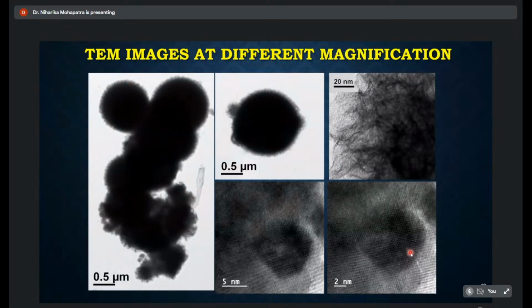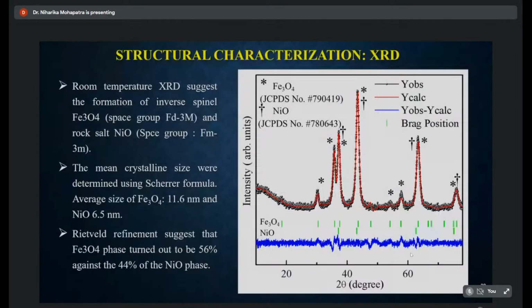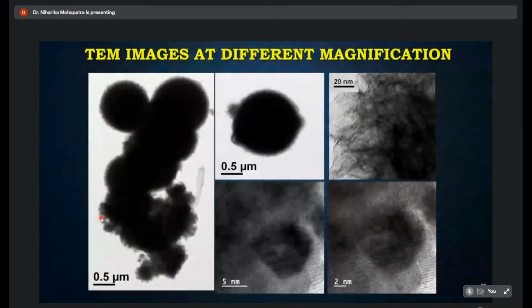And the beauty of this is that when we try to calculate the particle size from our excited edges, they turn out to be 11.6 nanometer for Fe3O4 and 6.5 nanometer for nickel oxide. So that exactly matches with the size of these Fe3O4 particles we see in the TEM images.